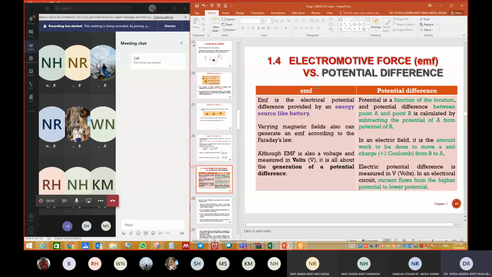What's the difference between EMF and potential difference? EMF is the electrical potential difference provided by an energy source like a battery. Potential difference is a function of location, and the potential difference between point A and point B is calculated by subtracting the potential at B from the potential at A.